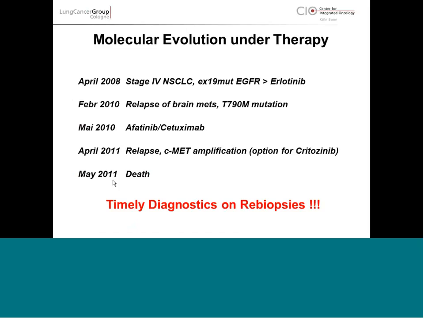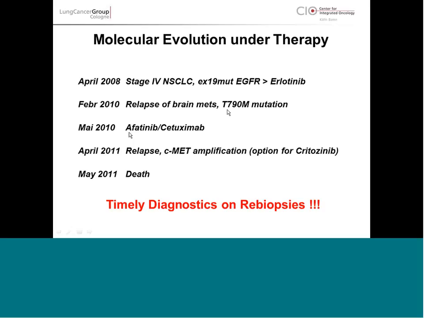However, under treatment, these tumors evolve, develop resistance, and change their genotype along the treatment. So I have this patient, for example. This was one of our first patients that we diagnosed already 6 years ago at stage 4 with multiple brain metastasis. She had a very nice activating exon 19 mutation and was one of the first long-term survivors under Erlotinib in our cancer center. Then 2 years later, she relapsed, and the brain metastasis started to grow again.